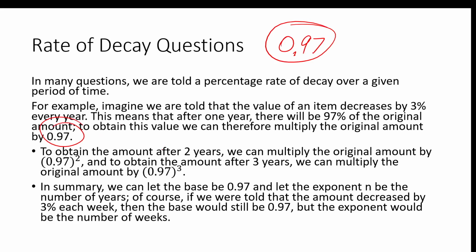Now, to obtain the amount after 2 years, you'd multiply the original amount by 0.97 two times, in other words, 0.97 squared. And the amount after 3 years, we'd multiply by 0.97 cubed. So in other words, you could let the base be 0.97 and the exponent n be the number of years. But of course, if you're told the amount decreased 3% each week, then the base would still be 0.97, but the exponent would be the number of weeks, i.e. however many times that base needs to be applied.